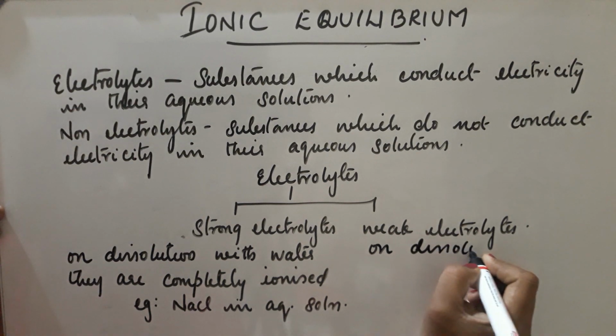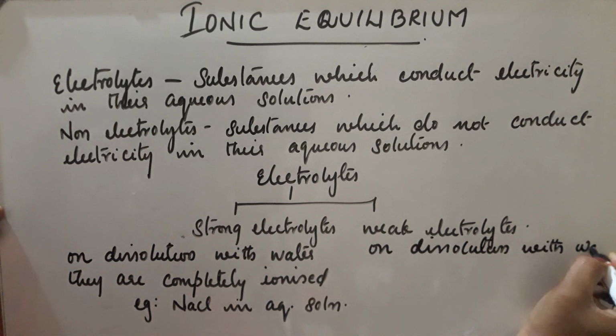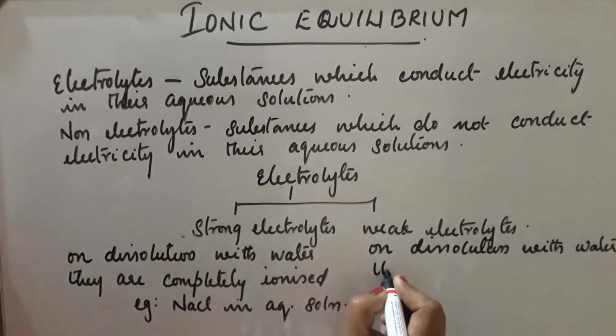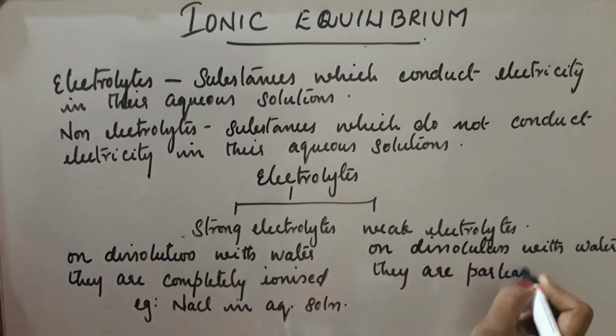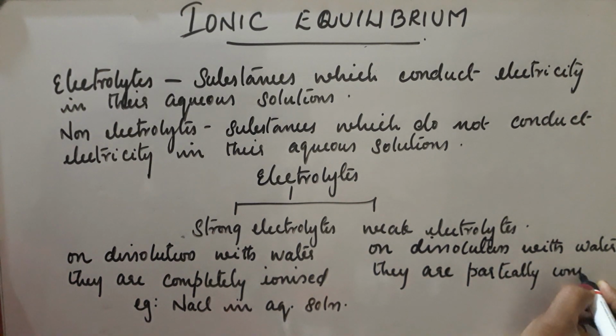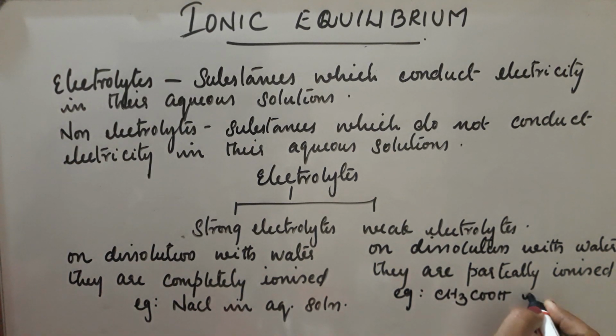On dissolution with water, they are partially ionized. Example, acetic acid in water. Only 5% ionization is taking place in this case.